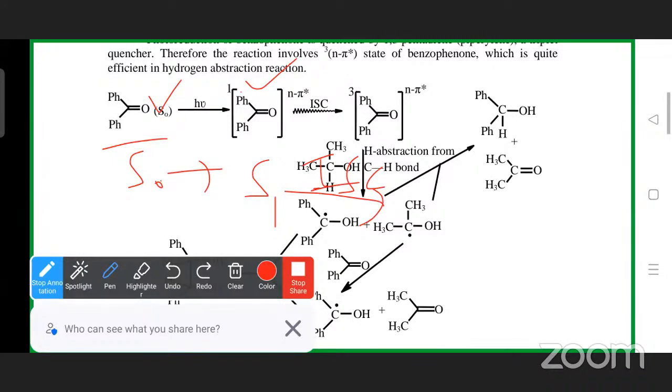Okay, right. So here the benzophenone has the highest ISC value, because the benzophenone energy gap here, right?